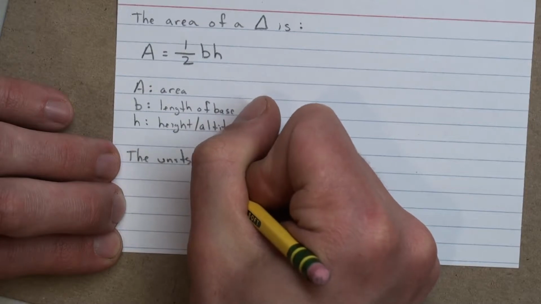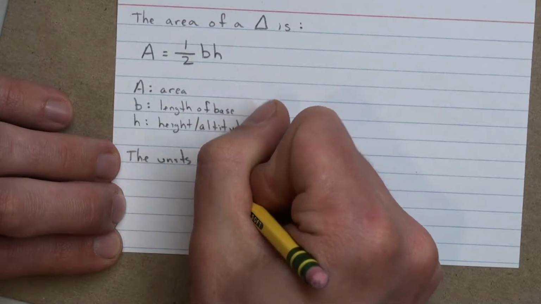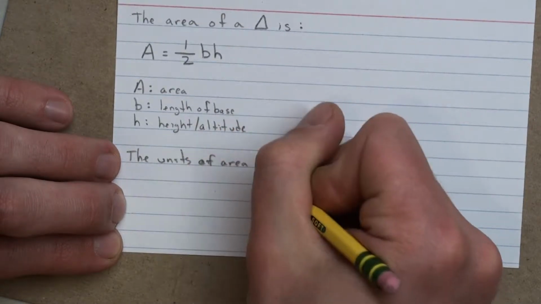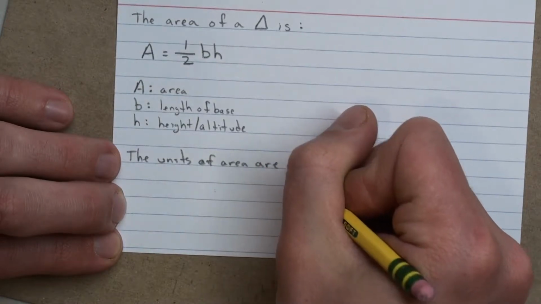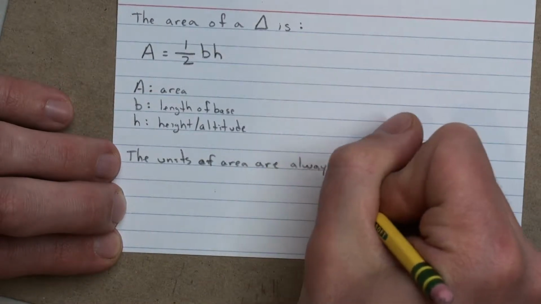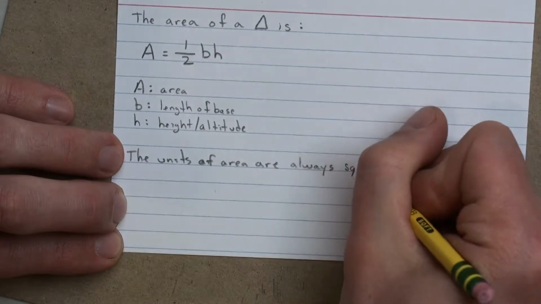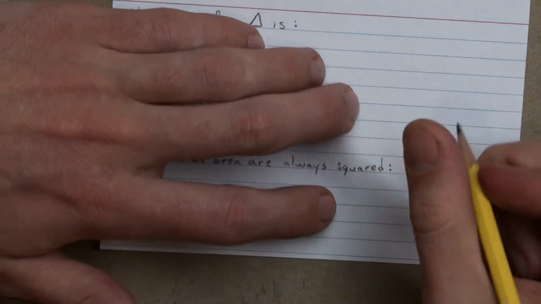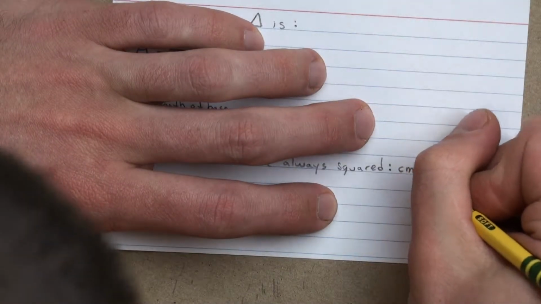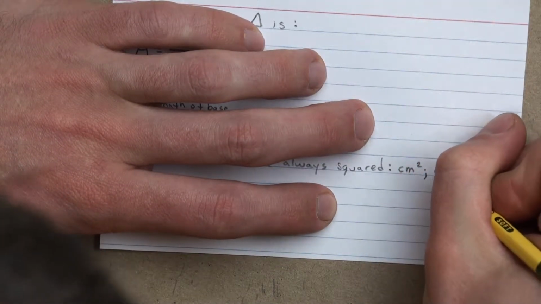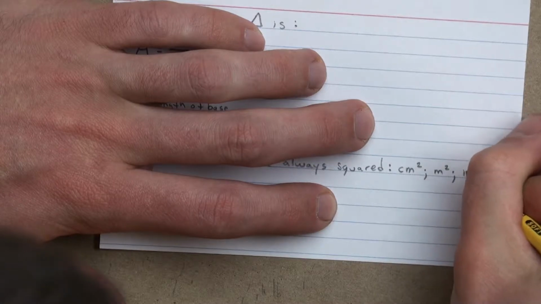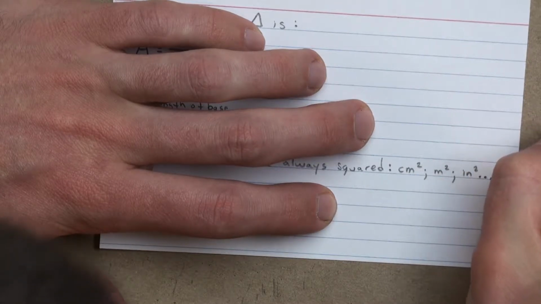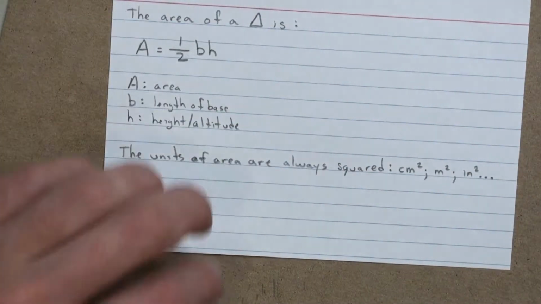The units of area are always squared. Centimeters squared, meters squared, inches squared, and so on. Okay?